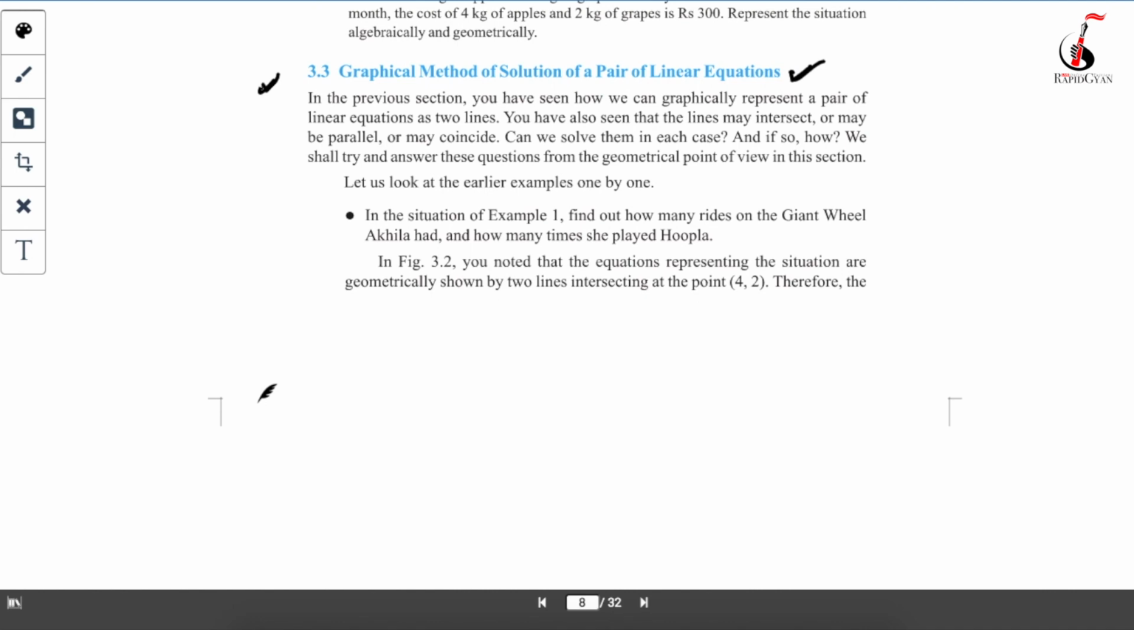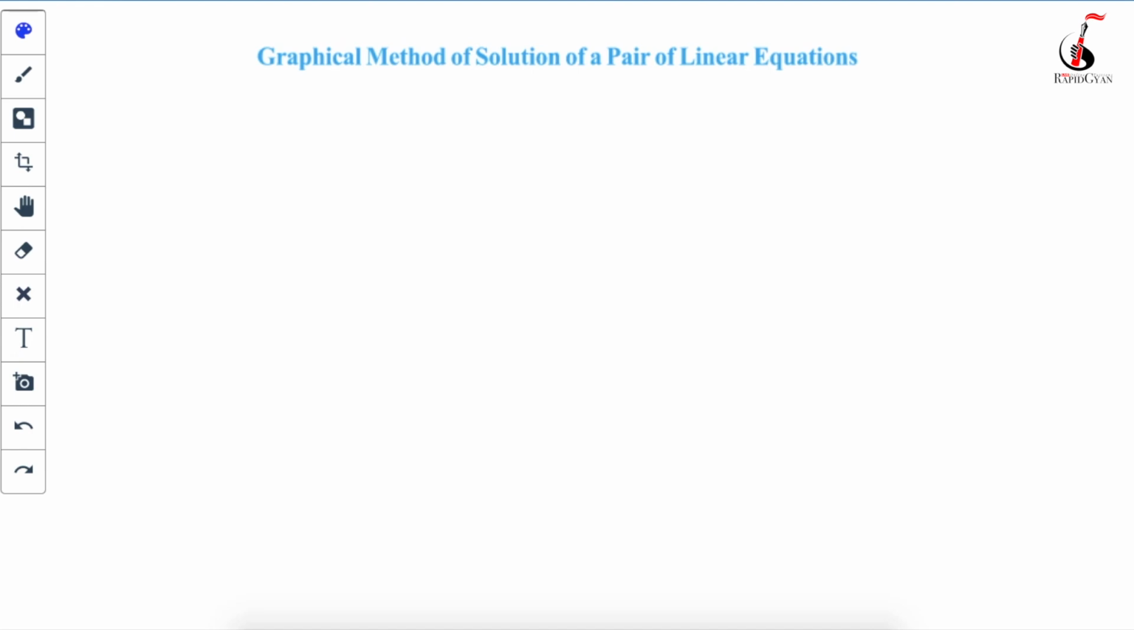So what is the graphical method of solution of pair of linear equations? First we will try to understand the title. You already know what linear equations are, correct? Linear equations are those equations which have degree 1, and in your book they are of 2 variables. So we are going to find the solution of a pair, meaning 2 linear equations will be given, and you will have to find the solution of those linear equations of 2 variables.